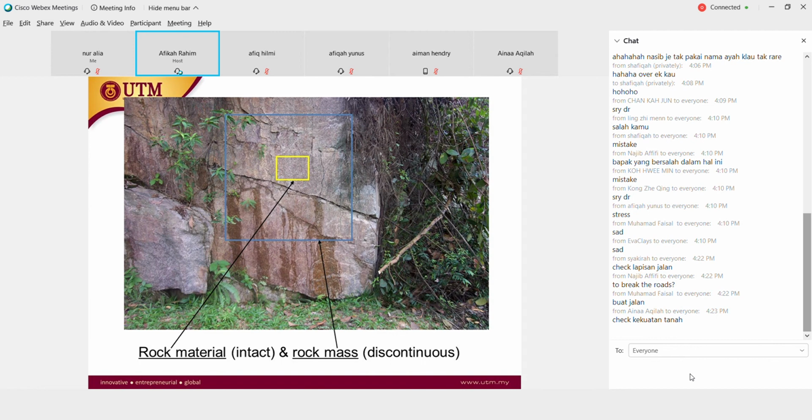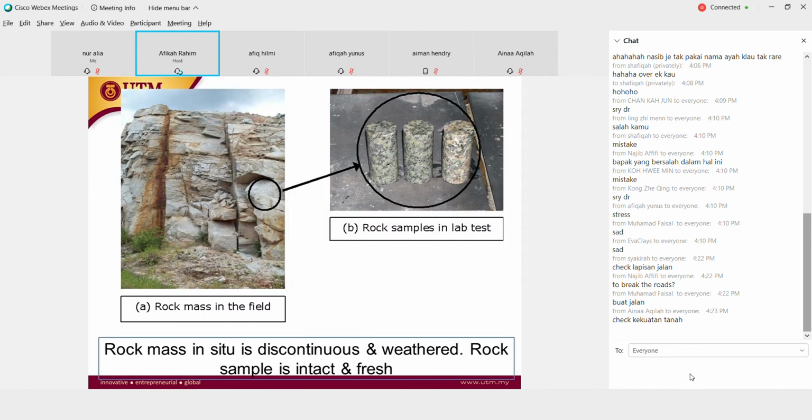Okay. Next, we move on to rock material and rock mass. What's the difference between rock material and rock mass? Of course, rock material is the intact one, and rock mass includes the discontinuities. When you're talking about rock mass or rock body, it includes the discontinuities. When we are talking about rock material, we are talking about intact rock, that one rock without any discontinuities. But we commonly use the term rock mass or rock body, meaning it includes the small scale and big scale discontinuities.